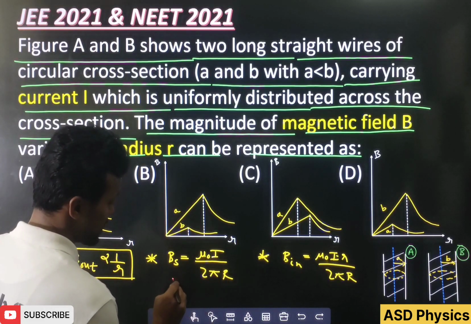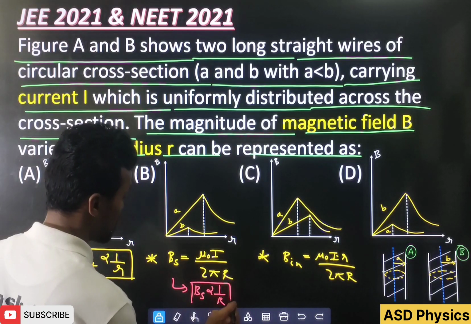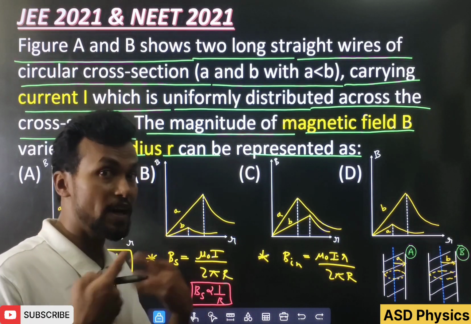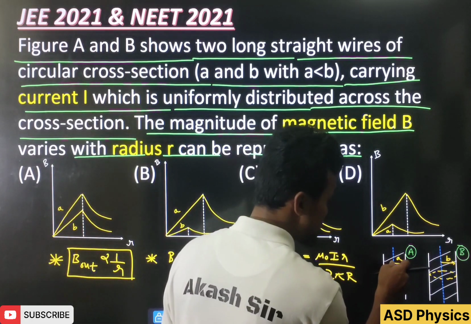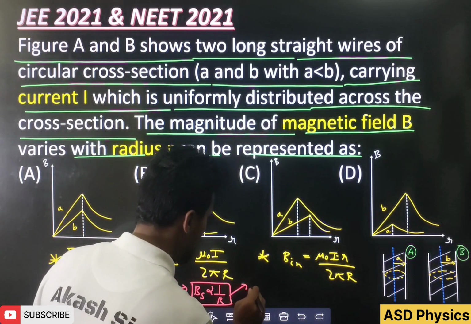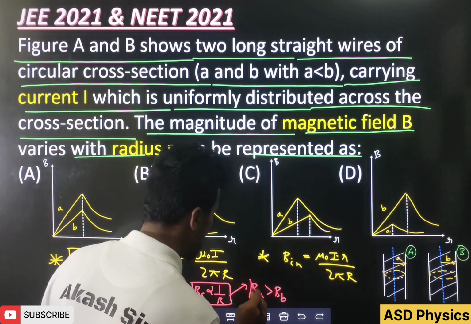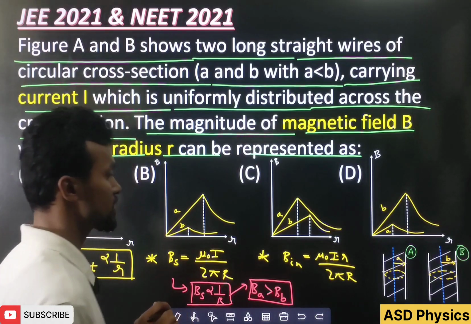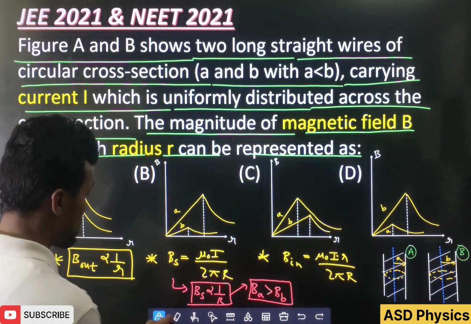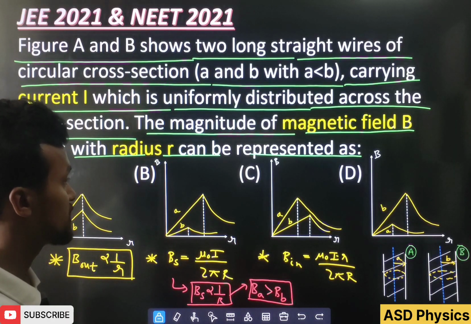So you can see here, B at the surface is inversely proportional to radius. What is the meaning? That means if the radius is smaller, the magnetic field will be more. Here the radius is small, here the radius is bigger. So the magnetic field due to wire A will be greater than the magnetic field due to wire B, because the radius of A is small. So the magnetic field due to wire A is more here.